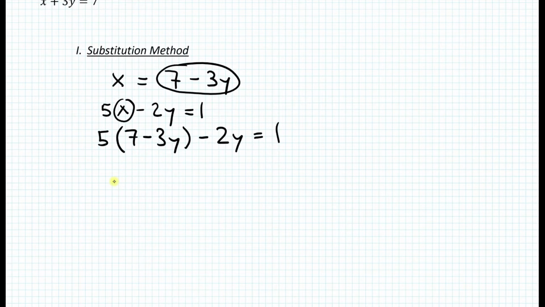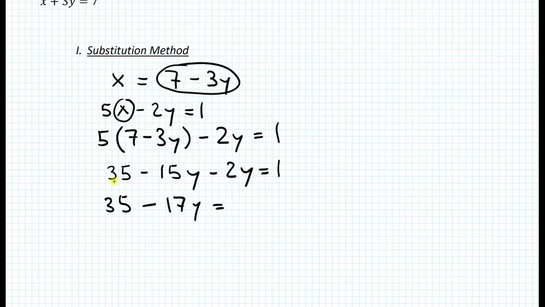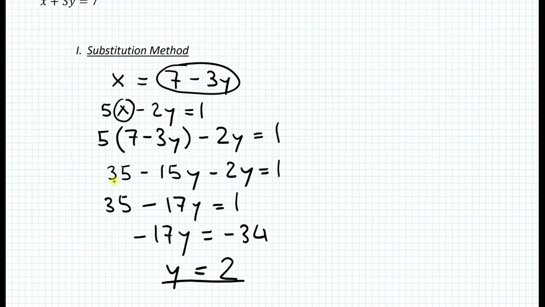If we multiply this out and get rid of the parentheses, we end up with 35 minus 15y and then minus 2y is equal to 1. And then we end up with 35 minus 17y is equal to 1. What we can do now is subtract 35 on both sides. So we have negative 17y is equal to negative 34. If we divide by negative 17 on both sides, then we end up with a y value equal to 2. So we were able to find the y value.